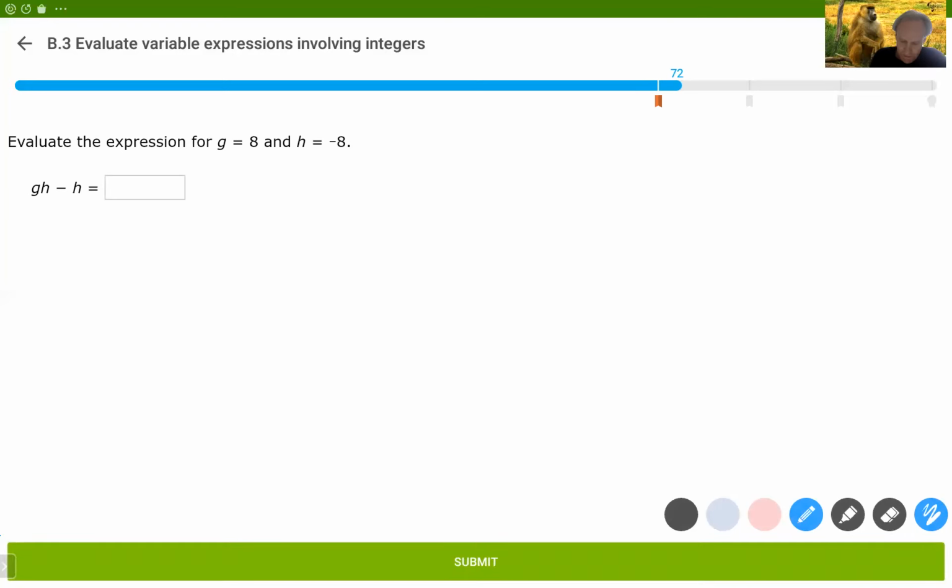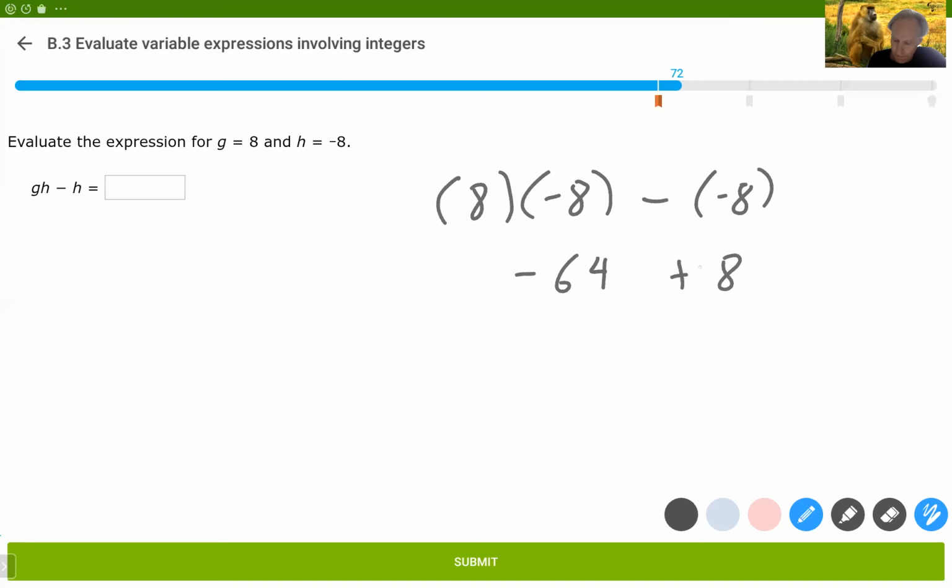Now this one is g times h. So we're talking about 8 times negative 8 minus h. Again, we have that double negative there. Whenever I see a negative and a negative together like that, it really means plus 8. This is negative 64 plus 8, which is negative 56. And we're done.